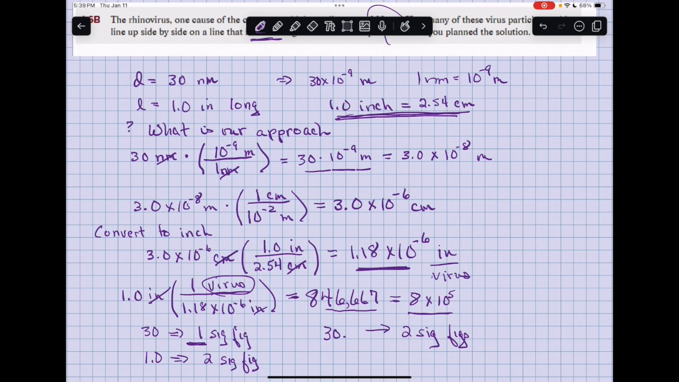So that's an example of how we can move through a unit calculation here, canceling the units that we want to get rid of and ending up with the units that we want. In this case, the units that we want in that line would be viruses.